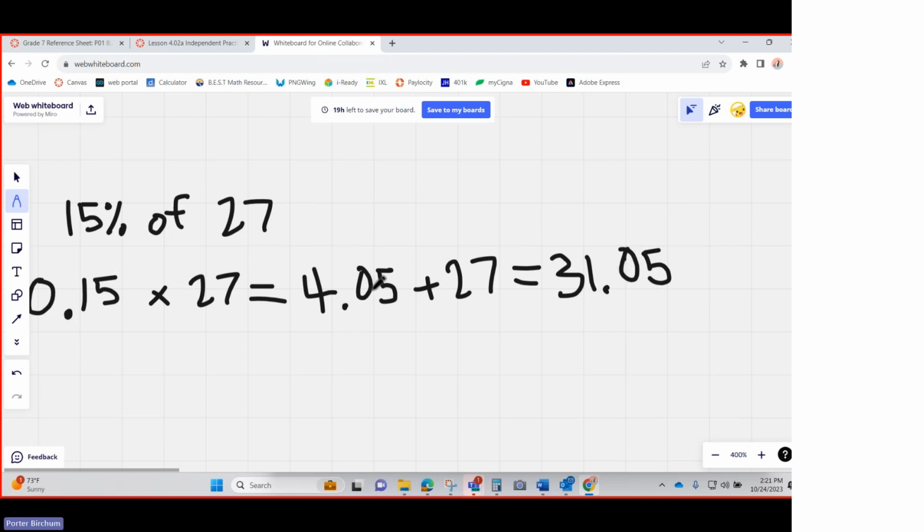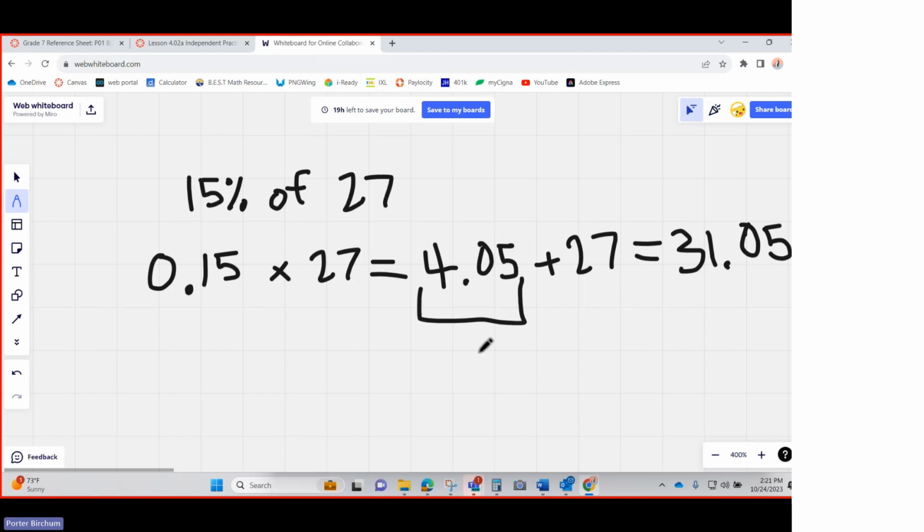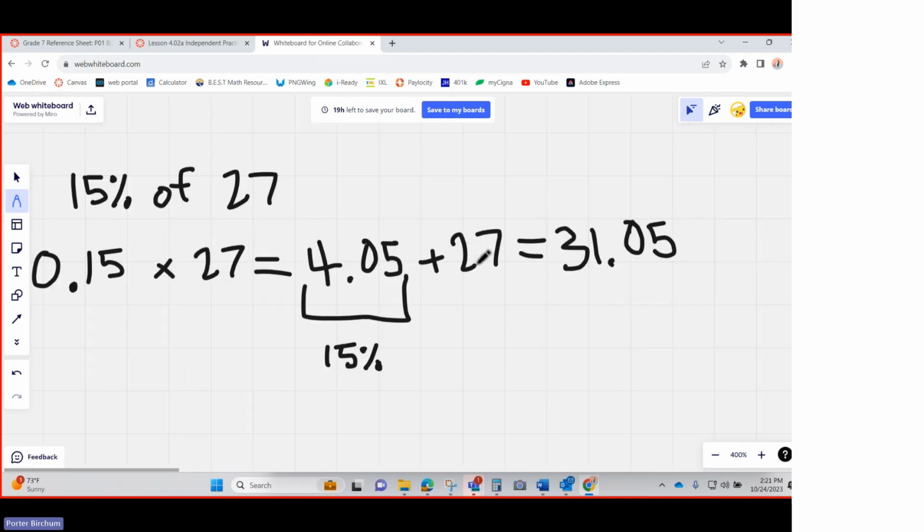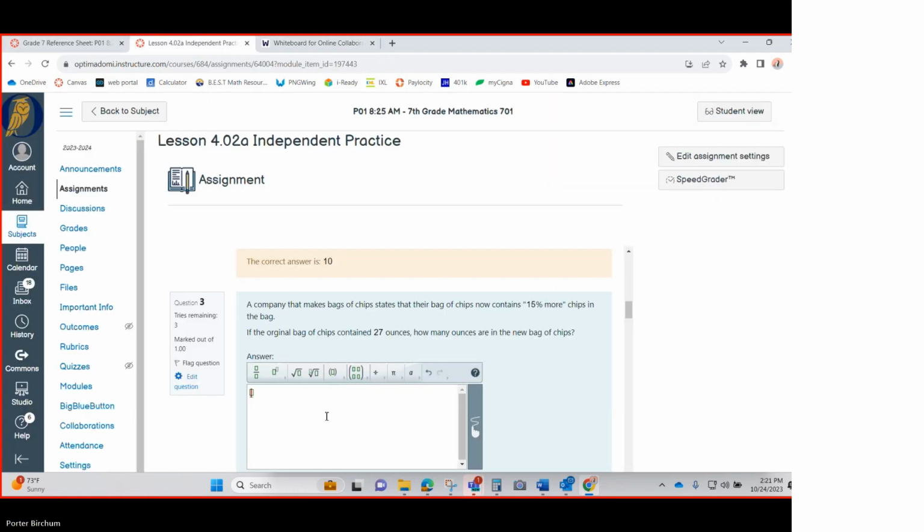And this is 15% more. 4.05 is my 15%. More means I'm adding to 27. 15% more than 27. 15% plus 27, 31.05. Come on, 31.05.